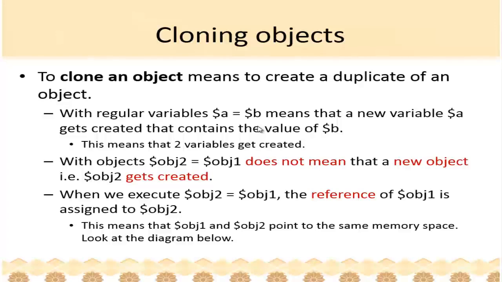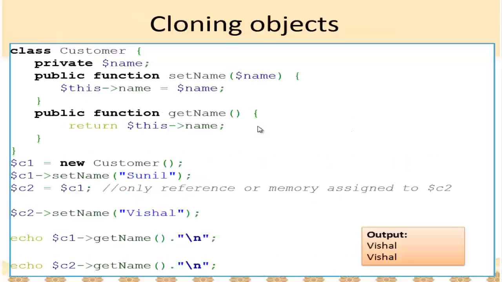Now, sometimes if you want a copy, if it is a reference, what will happen is, if any one of them makes a change, it will automatically be reflected in the others. Let's look at that in a simple example. Here I have a customer, and I have a set and get name, the ordinary ones. You set a name and you get a name, and I create a new customer, and I supply the name Sunil to this customer. And then I make a copy of this customer to C2. In C2, I set the name as Vishal.